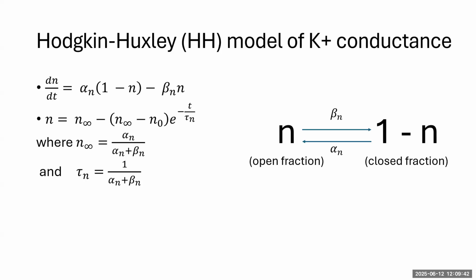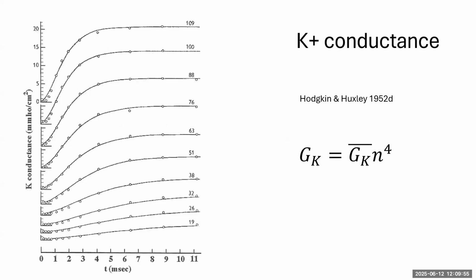And these are very vital, this N infinity and tau N. N infinity is the steady state value, the steady state variable, and tau N is the time constant of the gate. So ultimately, we know that these 4 Ns are actually 4 parts of the potassium channel. These are 4 gates, and each one has a probability of being open, which is N. Now, the probability of all 4 being open simultaneously is N to the power 4.